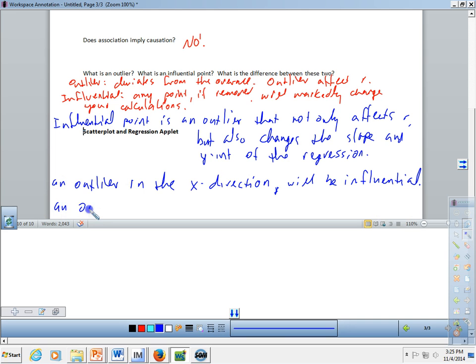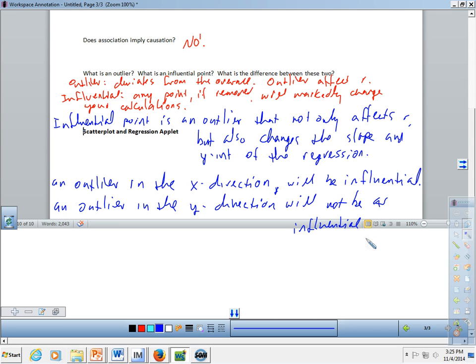An outlier in the y direction, again away from the y bar, so up and down, will not be as influential. Okay, so just some things to think about.